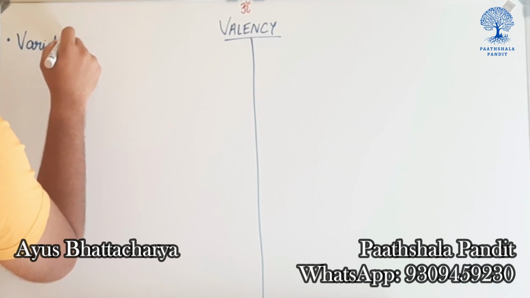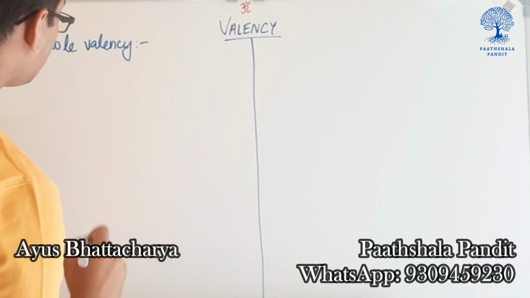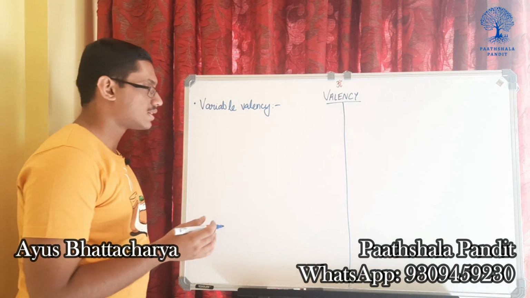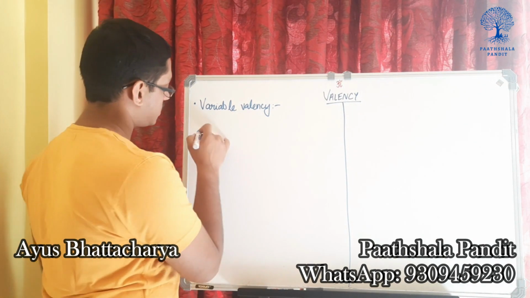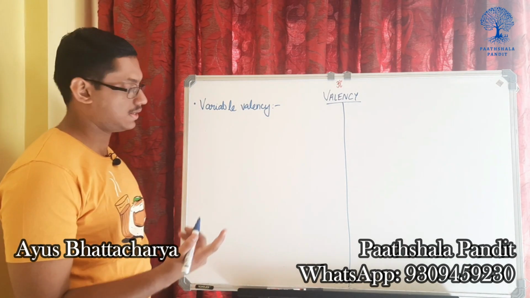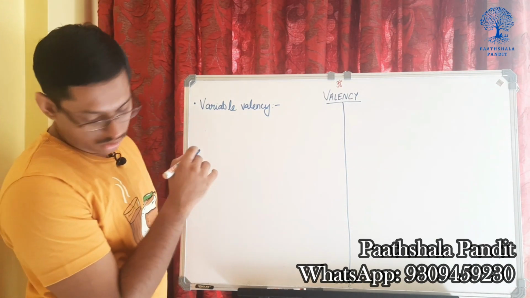Variable valency. Okay. Now what is variable valency? It means that sometimes the atoms don't show only one type of valency, like the case of copper.